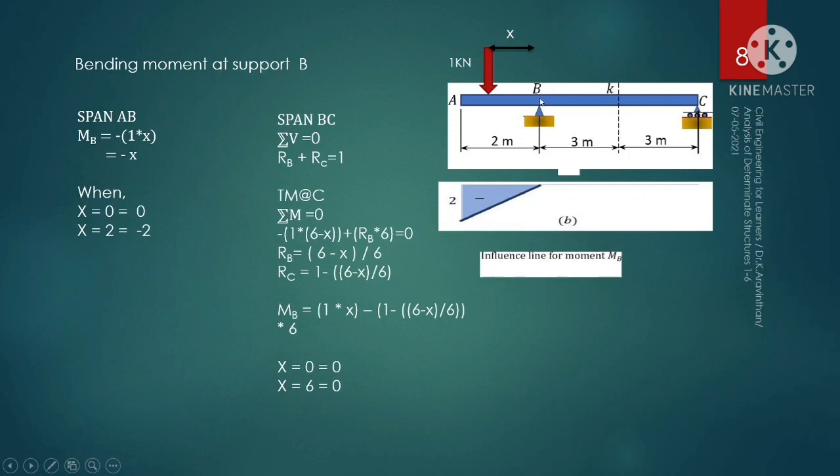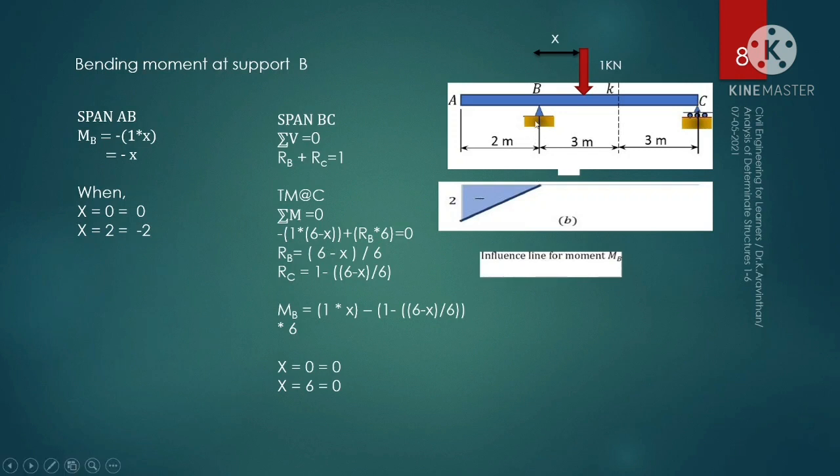For the member B and C, we have to provide a unit load. So the unit load is applied. I am going to find the bending moment by taking the moment at C.